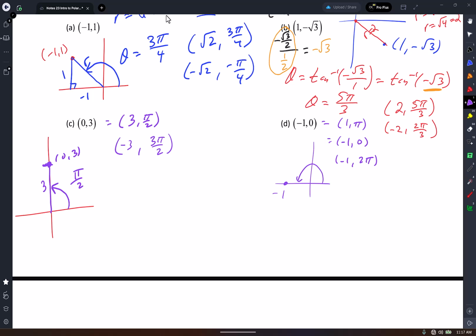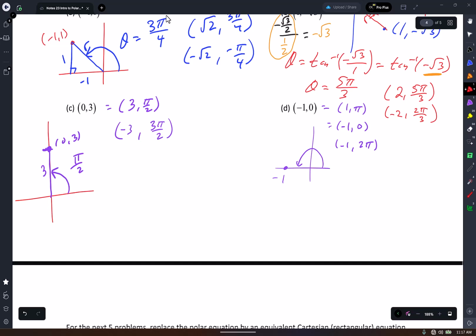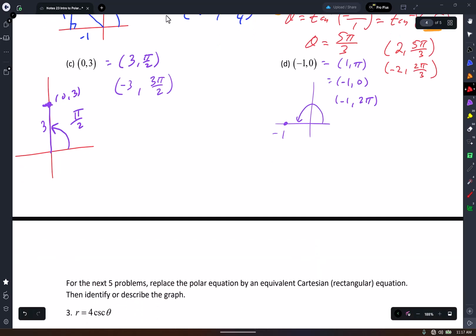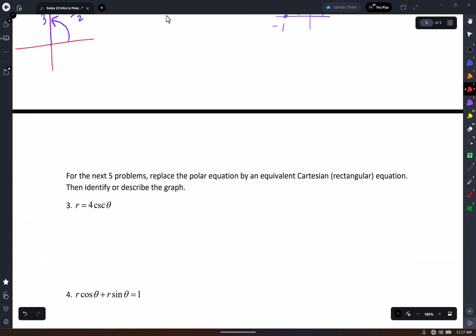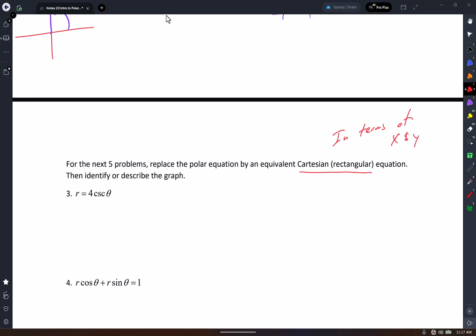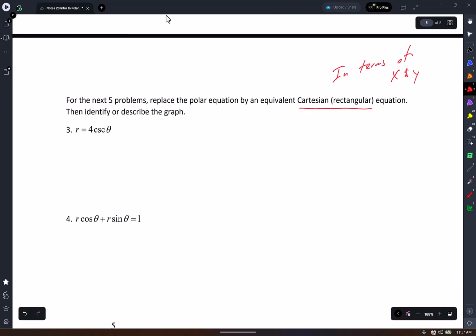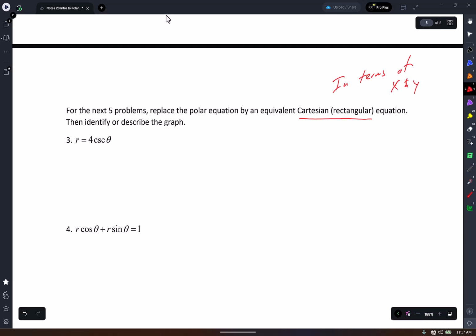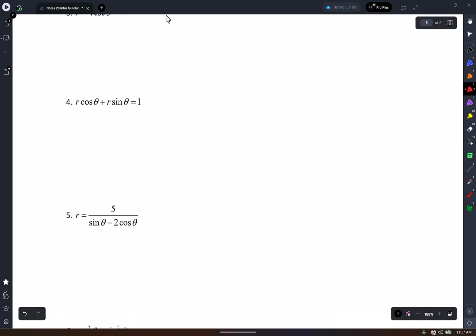We're almost done, guys. Okay, here we go. So for the next 5 problems, replace the polar equation by an equivalent Cartesian rectangular equation. So this means in terms of x and y. So you don't want to see an r in there. You guys ready? Don't worry. These are the last problems. After this, we're done, guys.